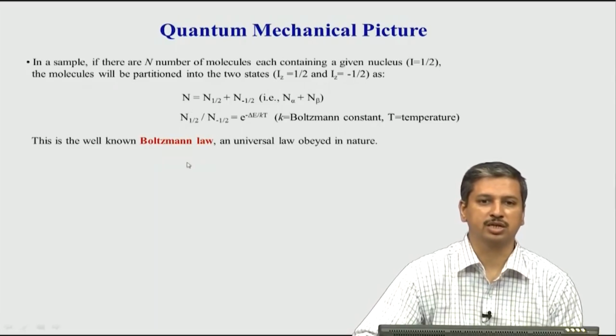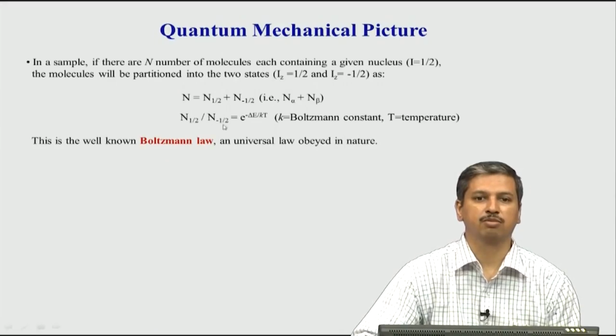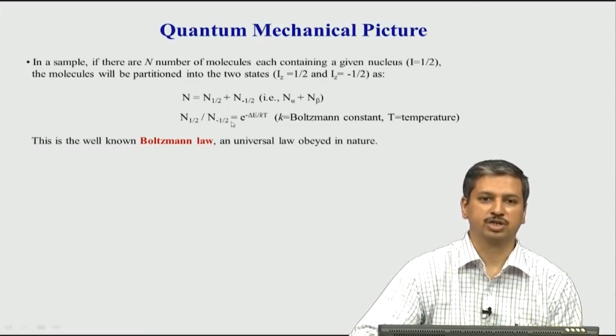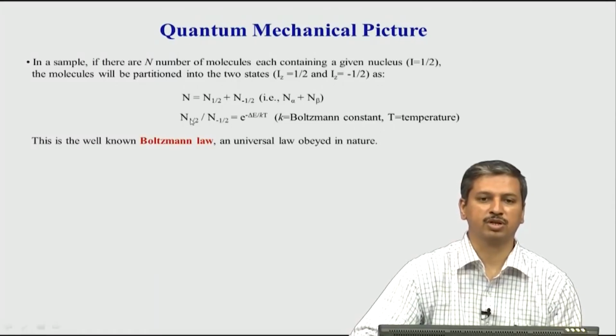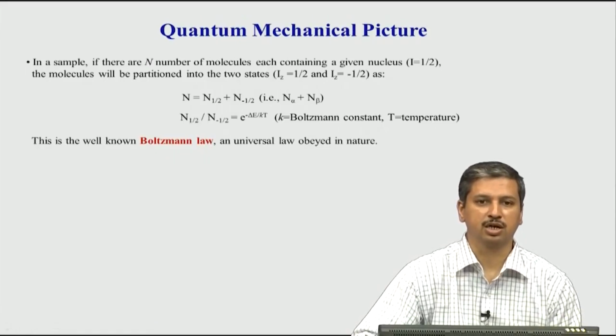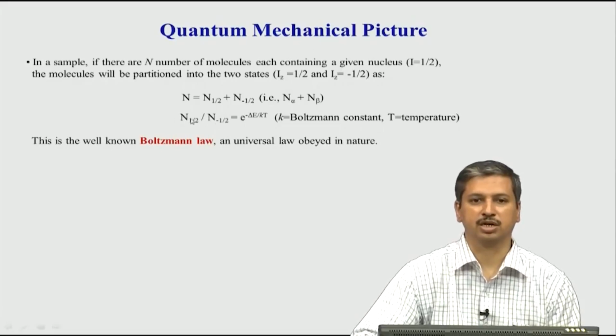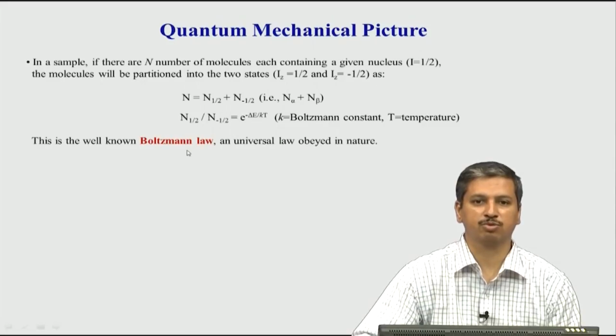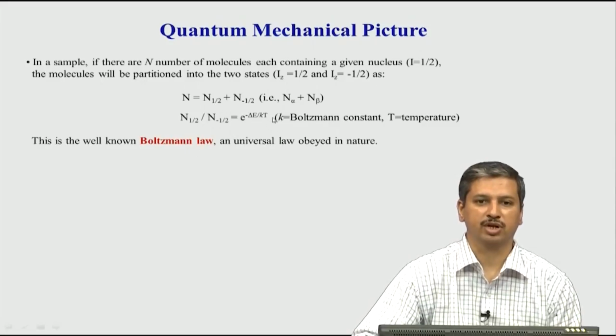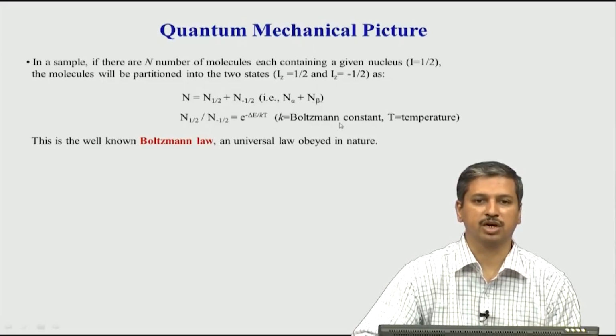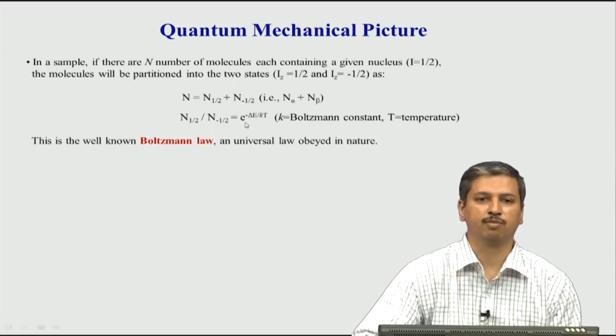What Boltzmann law says is that there is always more population in the ground state, that is when spin is plus half, the alpha state, compared to the upper state. That means, in the equilibrium scenario, under standard conditions, you will always have more molecules sitting in the ground state than in the excited state, and this ratio of the population is given by the formula n beta by n alpha equal to e raised to minus delta E over kT. This is a very famous law, universally obeyed in nature, where k is the Boltzmann constant and T is the temperature. So, let us go slightly deeper into this concept now.